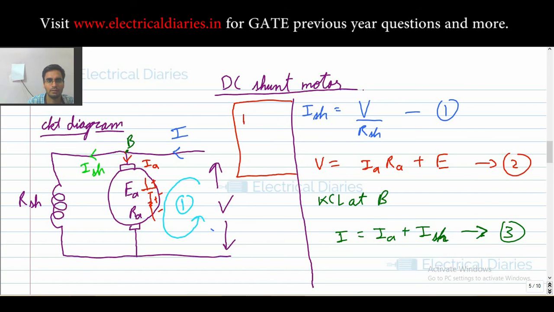That is, E is equal to K phi N, where phi is the flux of the motor, N is the speed, and E is the back EMF. And another formula, the torque of the DC motor, is K phi I. Remember this K and this K are the same. This I is the armature current IA, phi is the flux in the machine, and torque is the electromagnetic torque developed.